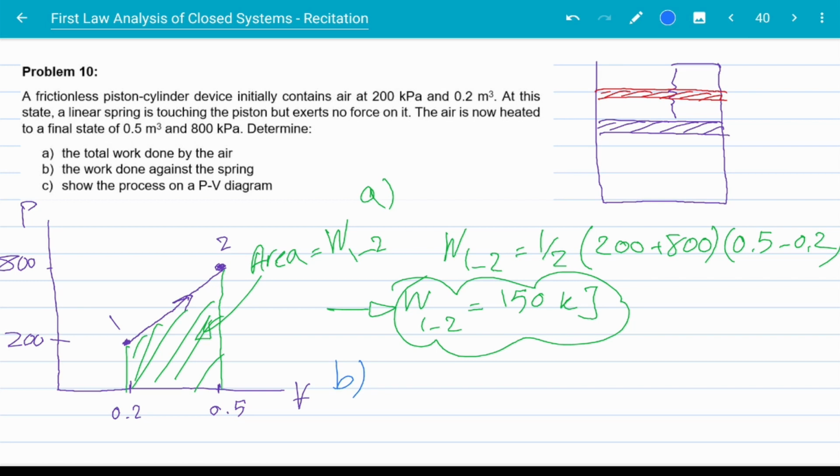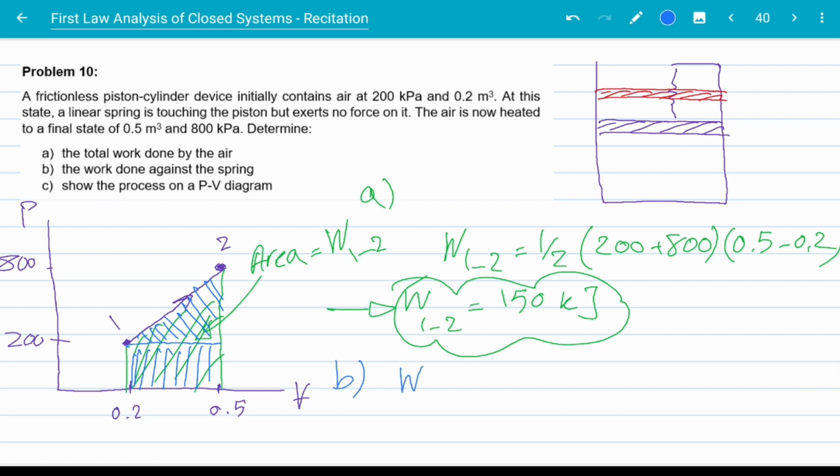Now, if there was no spring involved, we would have a constant pressure process, right? We would have a process like this. And this would be the work done during a constant pressure process. But because of the spring, we have this additional triangle here. Now this triangle is the work done against the spring.